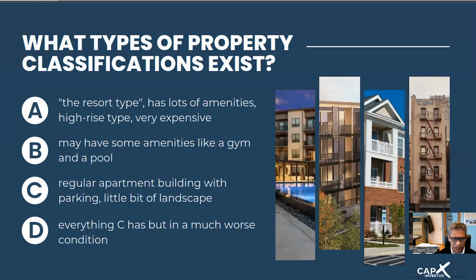Now, D-class properties are pretty much the same as a C-class property, meaning that they're a box. They don't have a lot of amenities, if any at all, but they're in much worse condition. Generally, these properties have a tendency to be much older. They were built in the beginning of the 19th or the 20th century. These properties, they're great investments because you can buy these properties, you can remodel them or rehab them, and you can increase the rents to market.